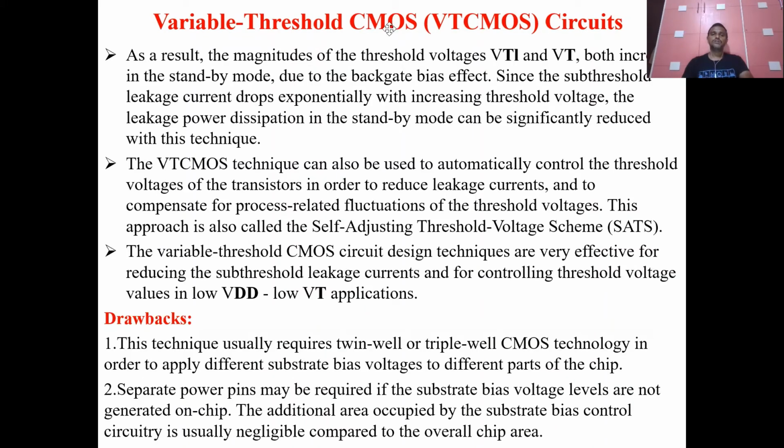Next, as a result, the magnitudes of the threshold voltages VT1 and VT2 both increase in the standby mode due to the backgate bias circuit. Since the subthreshold leakage current drops exponentially with increasing threshold voltage, the leakage power dissipation in the standby mode can be significantly reduced with this technique.